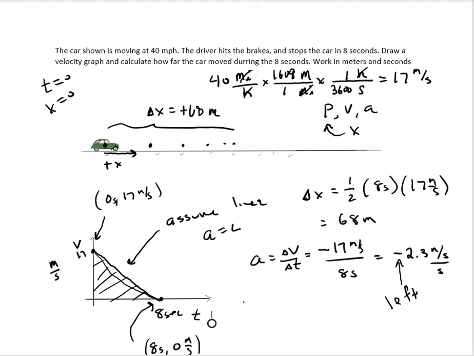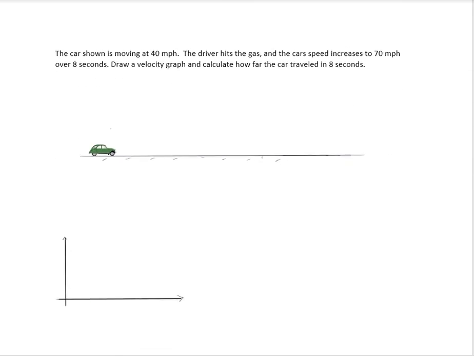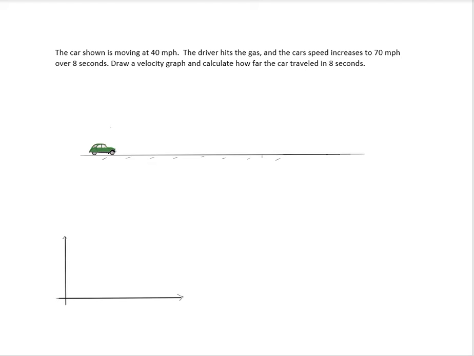I'm going to now scroll down on my handout here and let's chat about this one. The car shown is moving at 40 miles per hour. The driver hits the gas, as opposed to the brakes, and the car's speed increases to 70 miles per hour in an 8-second time frame.